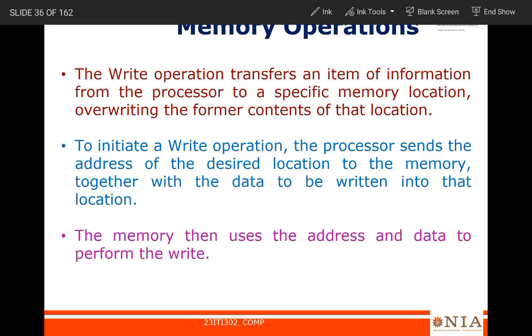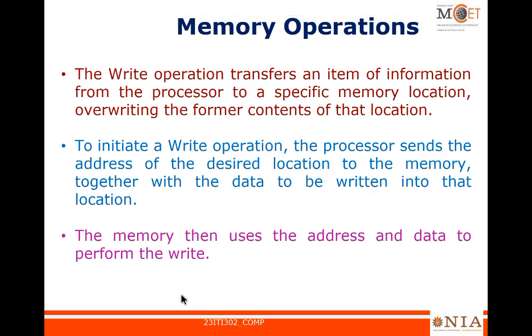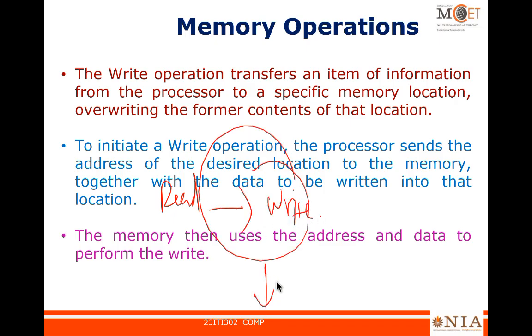Then the memory uses that address, accesses that location, and transfers the data in order to perform the write operation. So read takes place first and then write. From this we can see the common thing here is the address. Addressing a specific location helps to do this process.